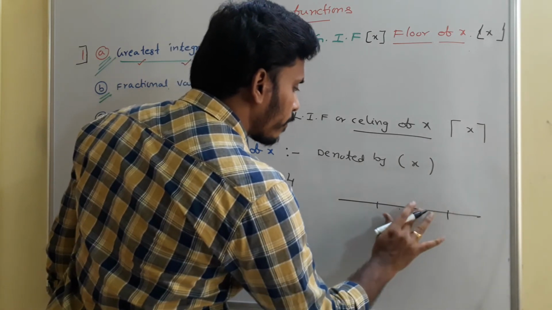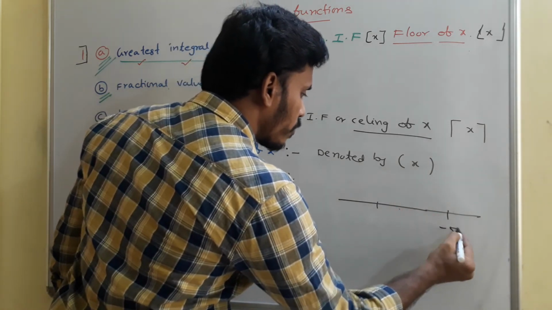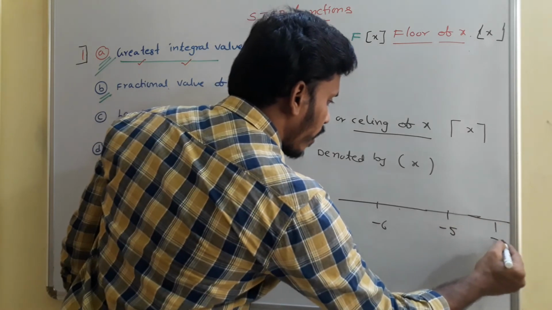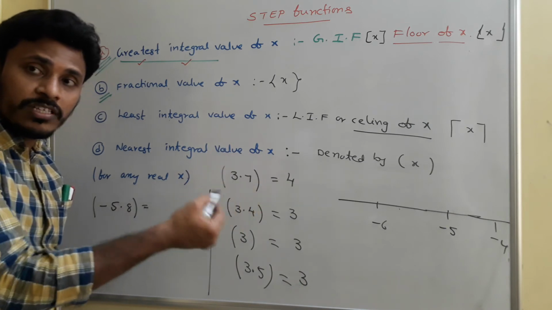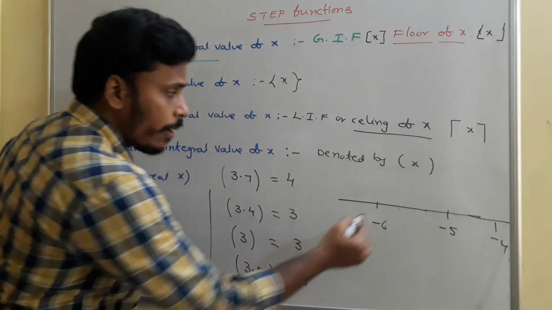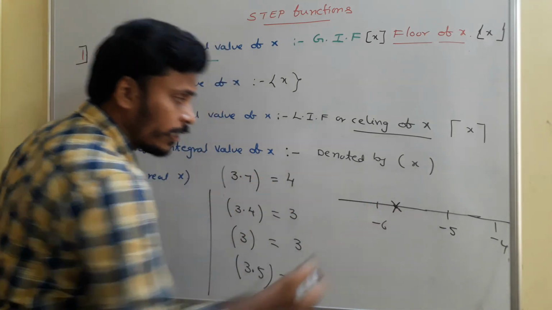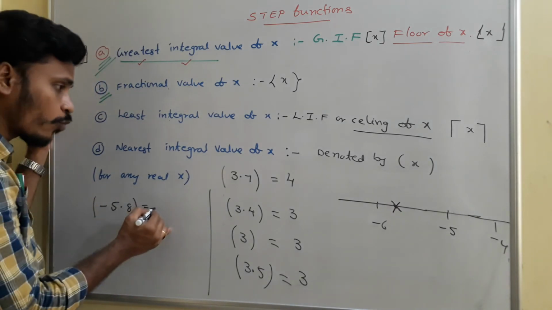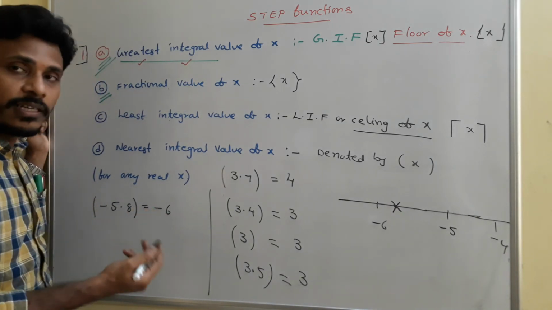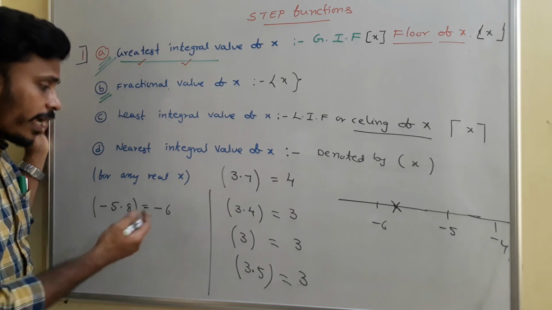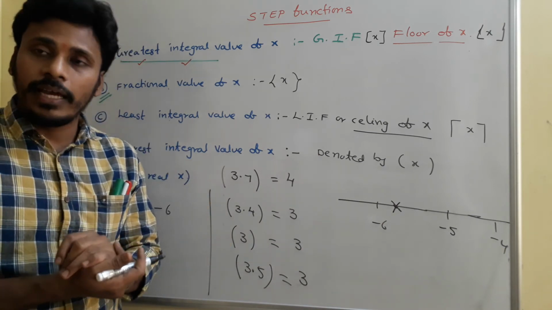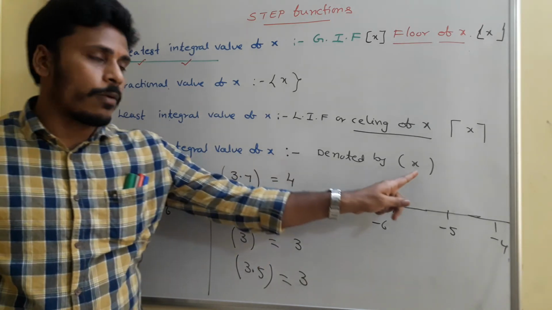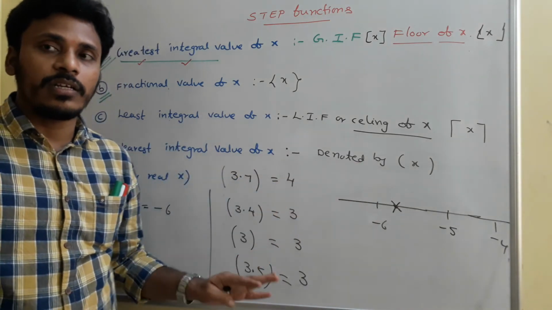Yeah, somewhere this is the number line, right? So this is minus 5, this is minus 6, and this is minus 4. So for minus 5.8, you just run to the left side. Minus 5.8 is somewhere here. So its nearest integral value is what? Minus 6 is the nearest integral value. Is it clear? Like that, we need to locate the nearest integer for the given number x, which is generally denoted by this symbol, and this is the nearest integral function.